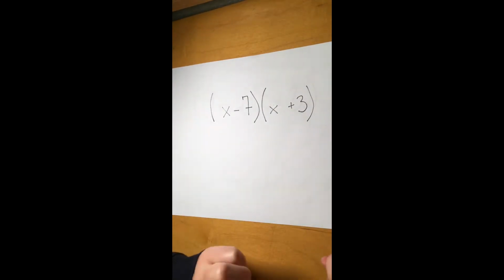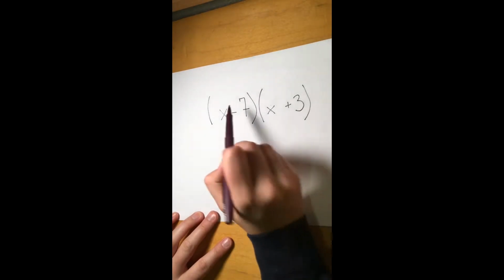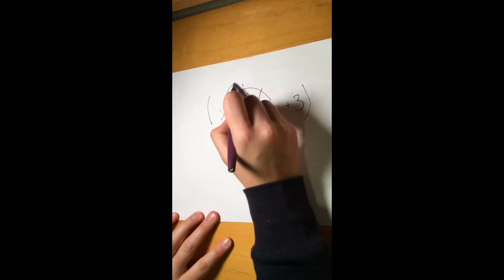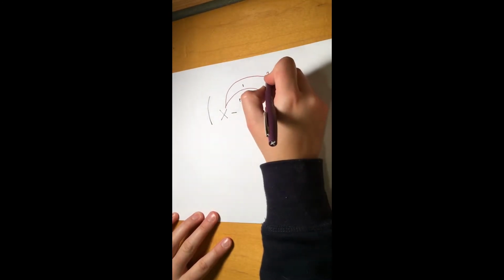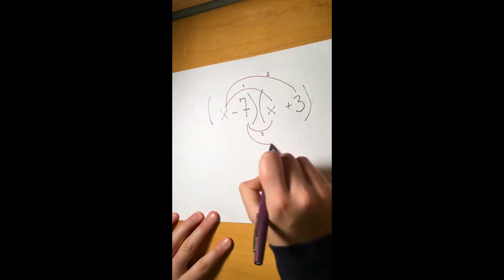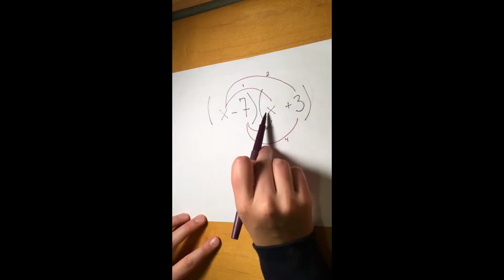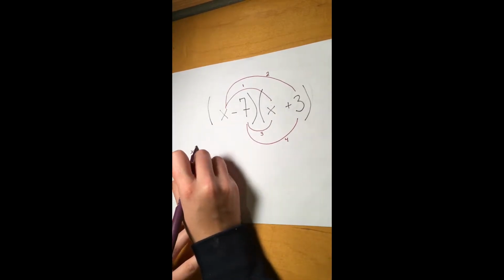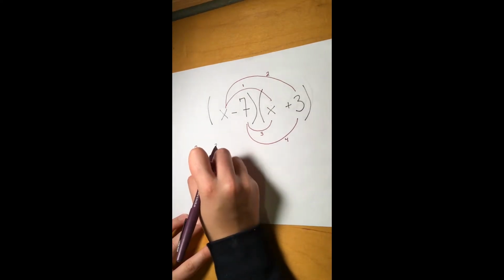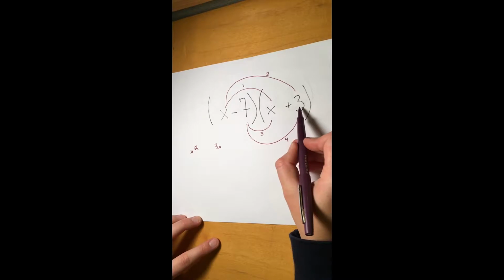Now, we have to keep in mind the signs are important. So we do the same thing. First, outside, inner, last. X times x is still x squared, nothing changes. X times 3, 3x. This is a positive 3x.